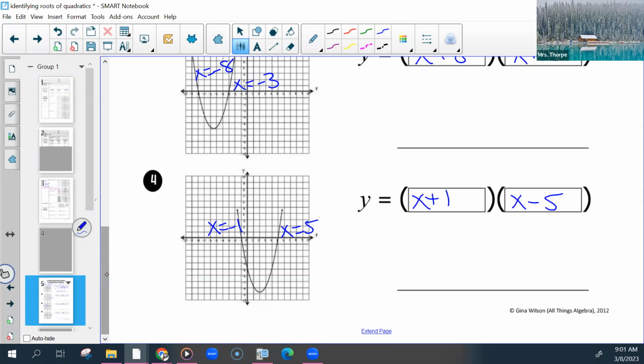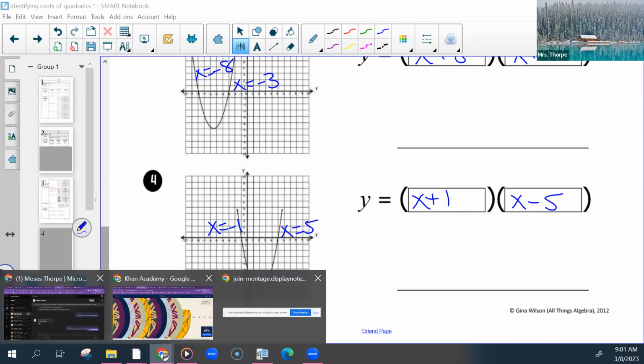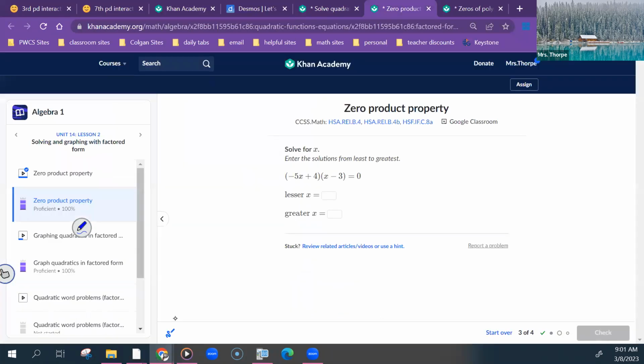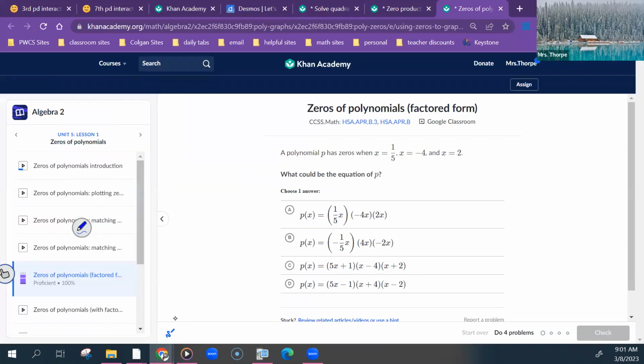I'm going to show you what some of the Khan Academy questions are going to look like for the ones that are due this week. You can put this in any blank space you see in your notes. We'll do one of each.